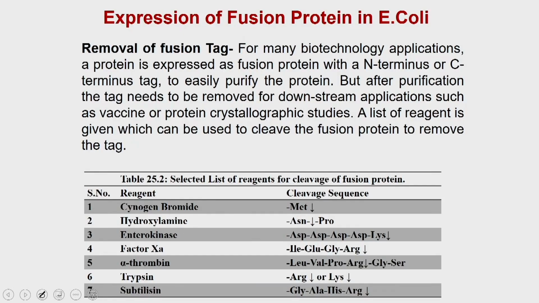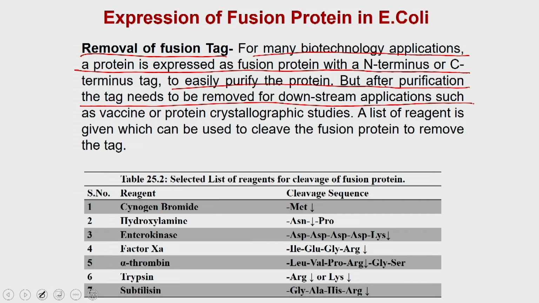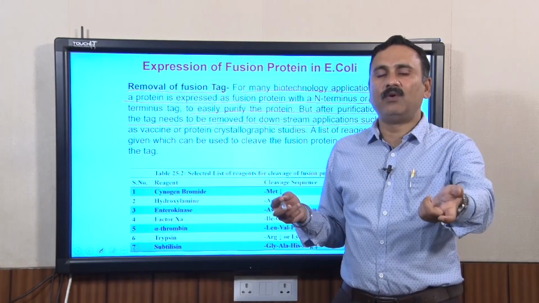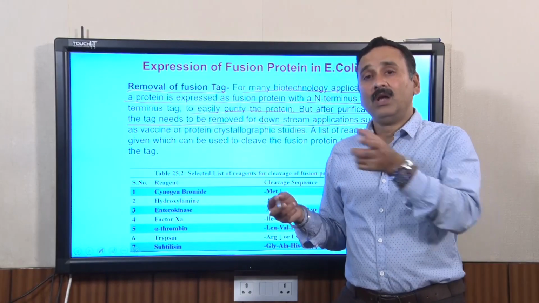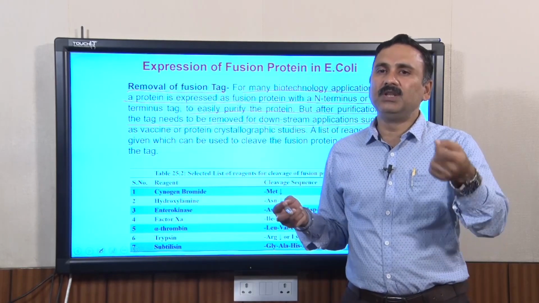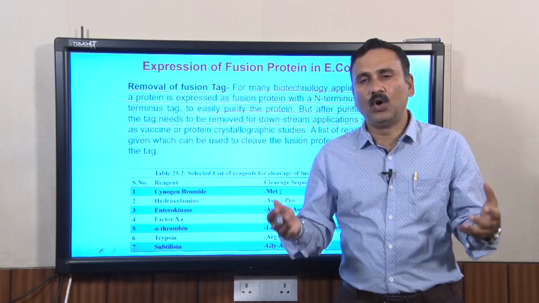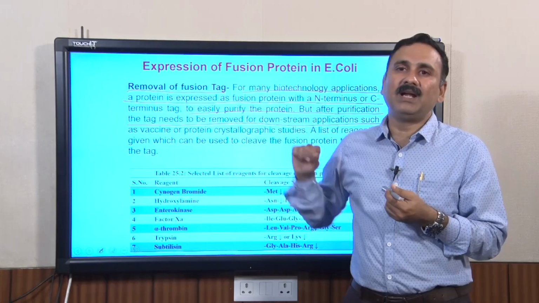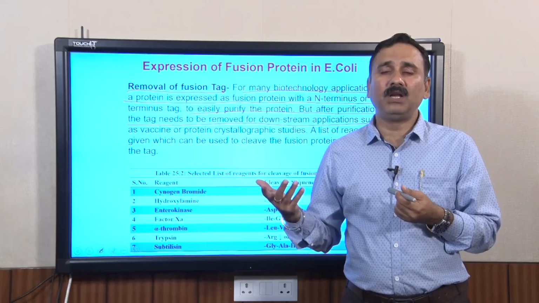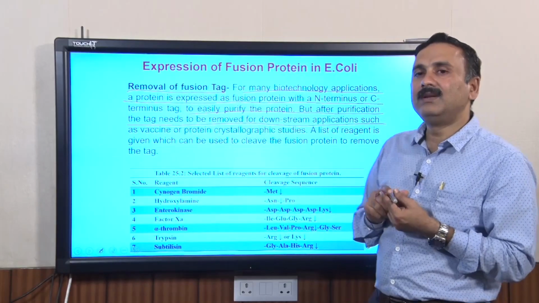How to do that? For removal of the fusion tag: for many biotechnology applications, a protein is expressed as a fusion protein either at the N terminus or the C terminus for easy purification. But after purification, the tag needs to be removed for downstream applications, such as a vaccine, developing an ELISA, structure solution, driving catalytic reactions in bioreactors, or use as a therapeutic protein. You want this protein to go inside the cell, inside the human body or the host, and drive some reactions, and in those cases the fusion tags are going to interfere, or in some cases definitely cause allergic reactions. In those cases the fusion tag has to be removed.